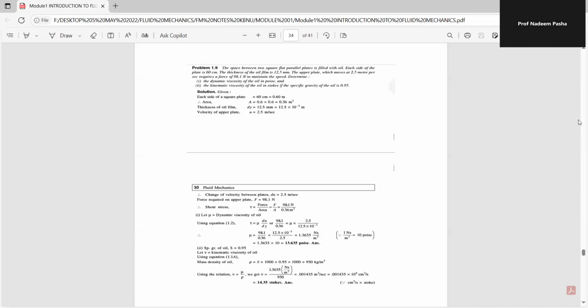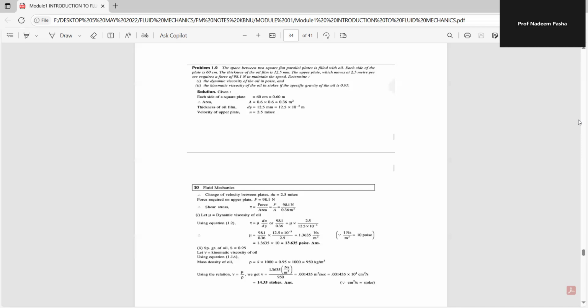Each side of the plate is 60 centimeter. Each side of the plate is given to us as 60 centimeter. The thickness of the oil film is 12.5 mm. Thickness of the oil film is given to us as 12.5 mm. dy is given to you. And the area side is given to you as 0.60 meter.